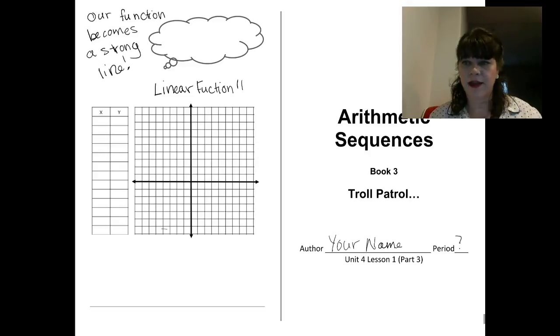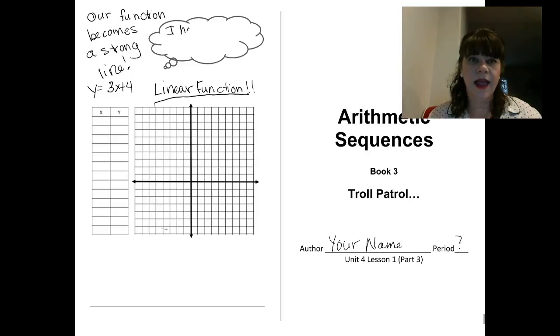Oops, I forgot the end, didn't I? Let me get that out there. All right, there we go. Function. So we've transformed from an arithmetic sequence to a linear function. And remember, it now looks like this: Y equals 3x plus 4. That's our new function.